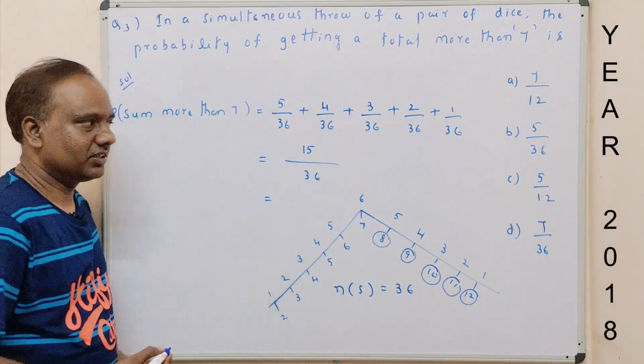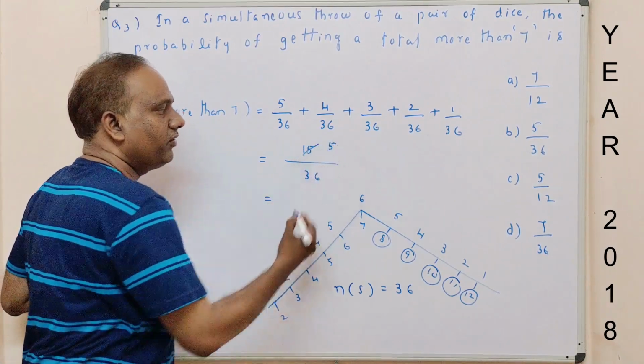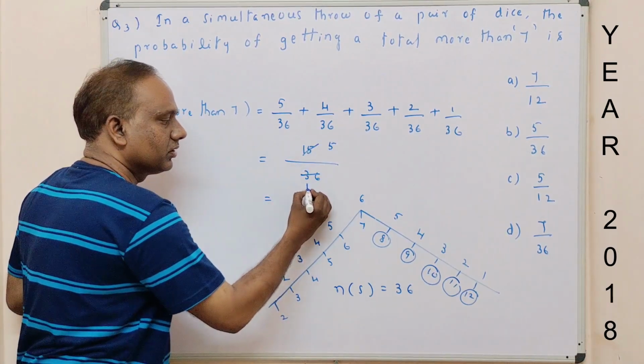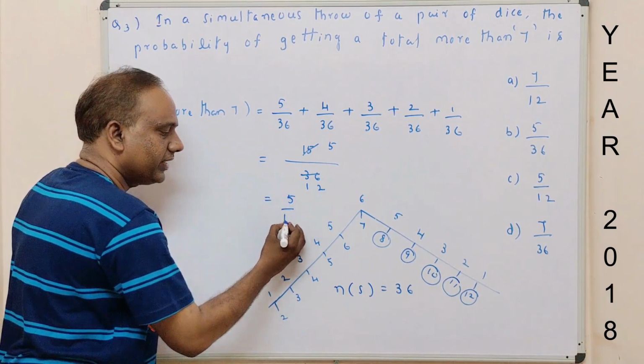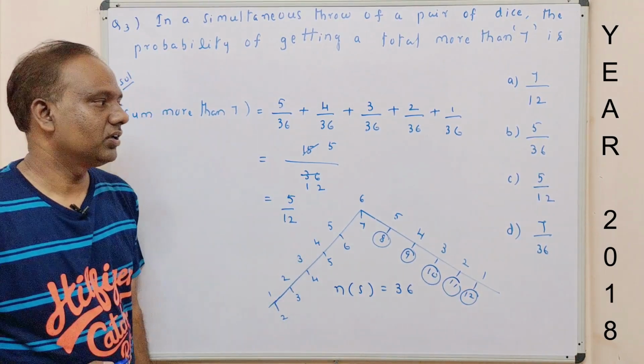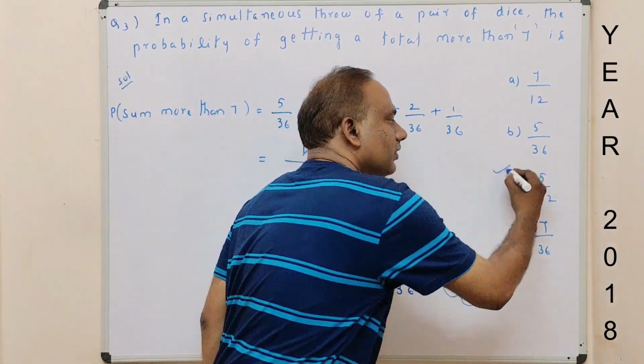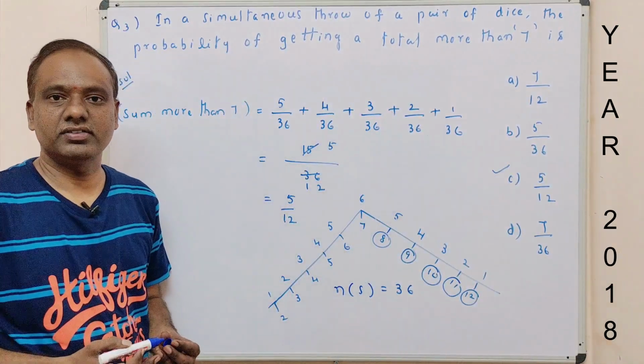Now you can cancel this. 3 5s are 15, 3 1s are 3, 3 4s are 12. So the answer is 5 by 12. So here option C is the correct answer.